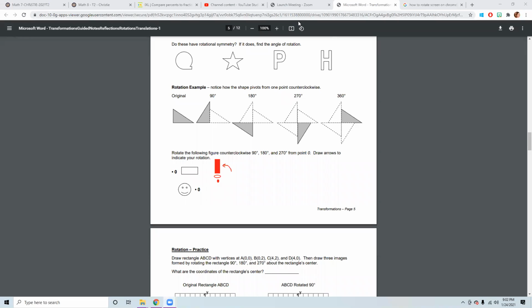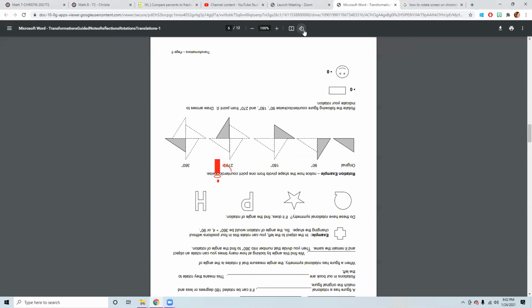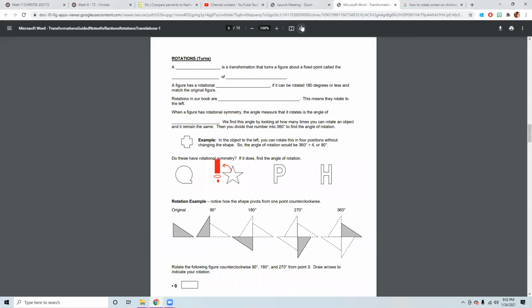Let's see what our 180-degree rotation is. So that was 90. This is 180. I see a rectangle that's laying down flat. I see the dot on the right and then the O in the middle. So let's go back to our original.